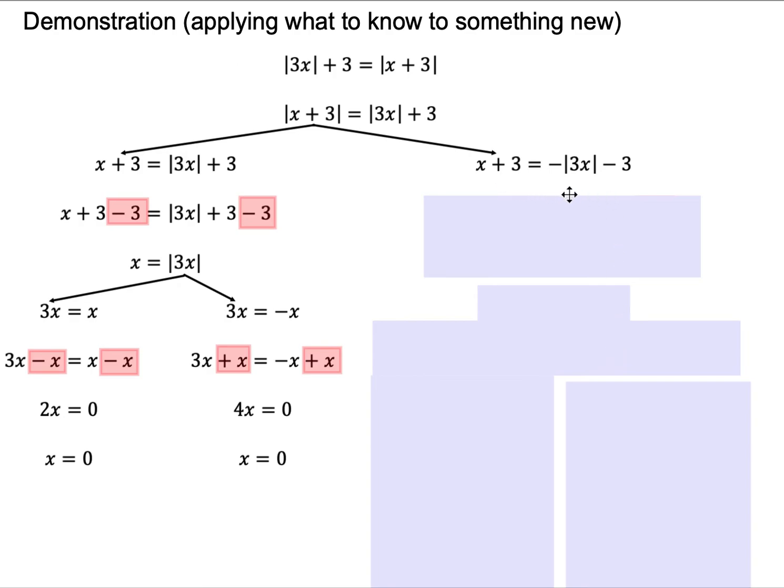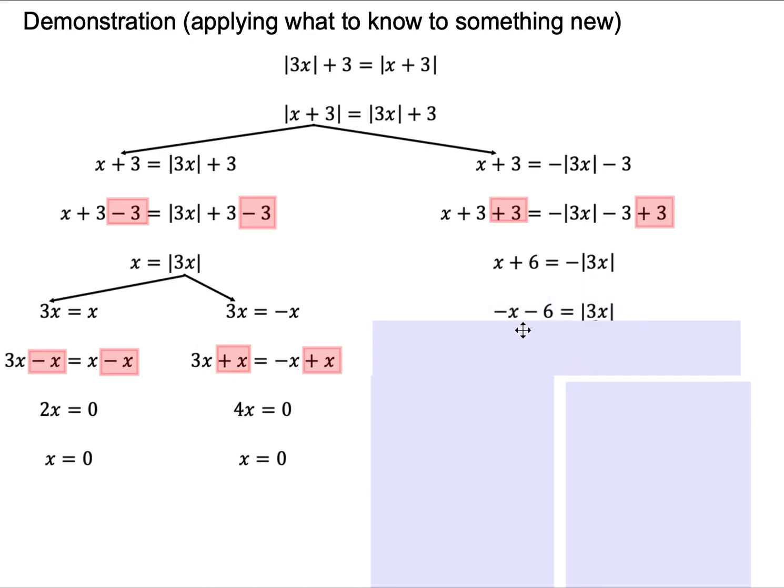Now on the other side, we need to do some work to get this absolute value by itself. Let's start by adding 3 to both sides. And that gives x plus 6 is the opposite of the absolute value of 3x. Then we need to change the signs. And that gives us negative x minus 6, changing both of those signs, is the same as the absolute value of 3x.